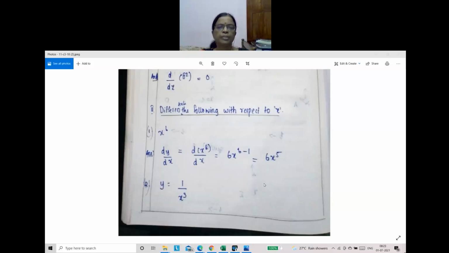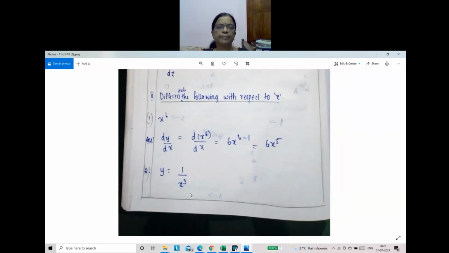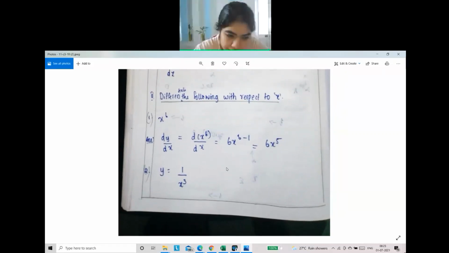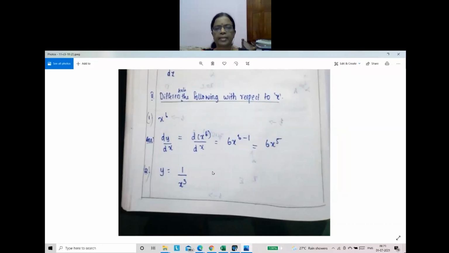Similarly, y equal to 1 by x cube. When x cube is taken to the numerator, the power becomes negative 3. So y equals x raised to minus 3. What is x raised to minus 3? When we differentiate, what do we get, children? Find out.